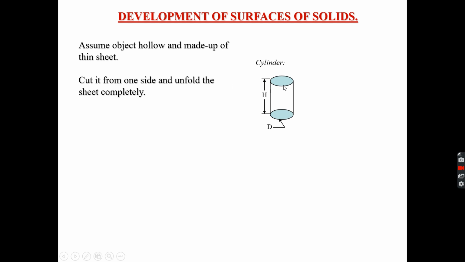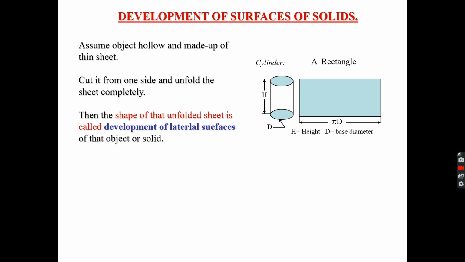So suppose I am cutting this cylinder from one side, suppose like this, and after cutting it I am unfolding it. Okay, when you are unfolding it, there is no top and there is no base, means it has only lateral surface. If you open it, how will it look? It will look like a rectangle whose length is pi d and height is h.